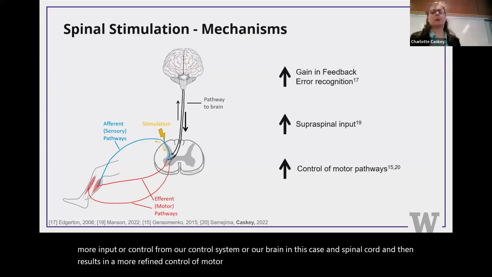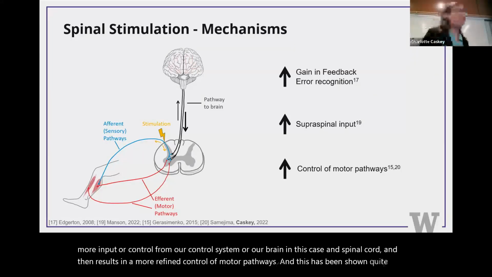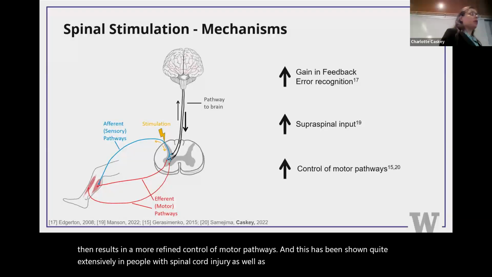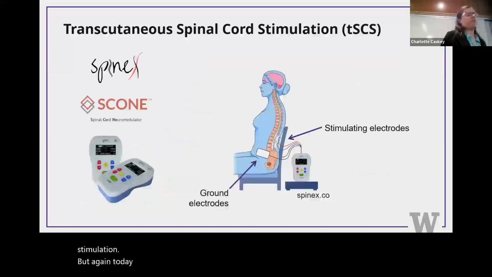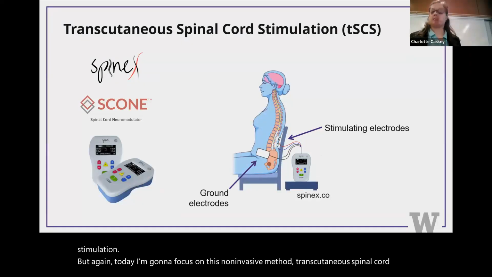And this has been shown quite extensively in people with spinal cord injury, as well as with some invasive forms of spinal cord stimulation. But again, today I'm going to focus on this non-invasive method, transcutaneous spinal cord stimulation, or TSCS for short.